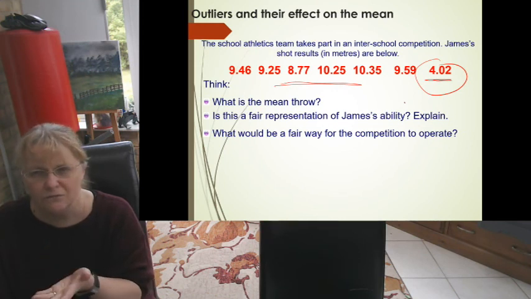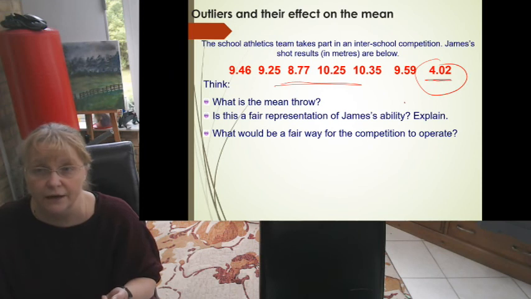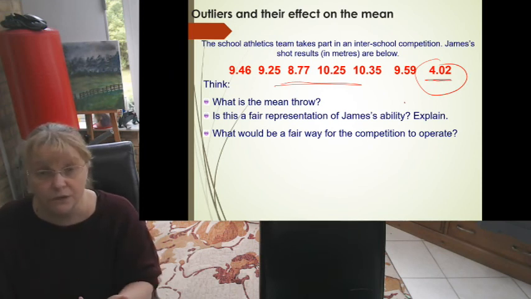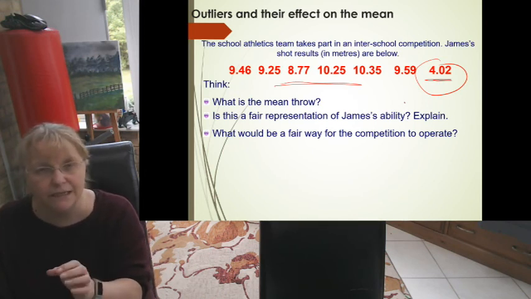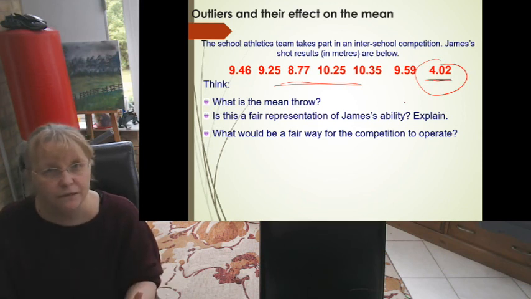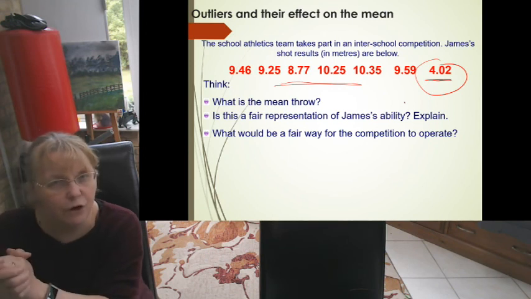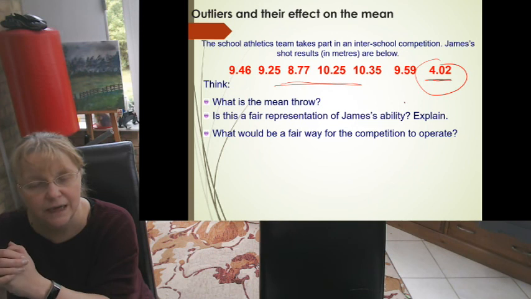And what could have happened there? Well, she could have tripped. She could have, I don't know, done something completely different. Anything could account for that data, but because of one bad throw, it shouldn't affect everything else. So what do you think is a fair way for a competition to gauge something like this? Have a think.